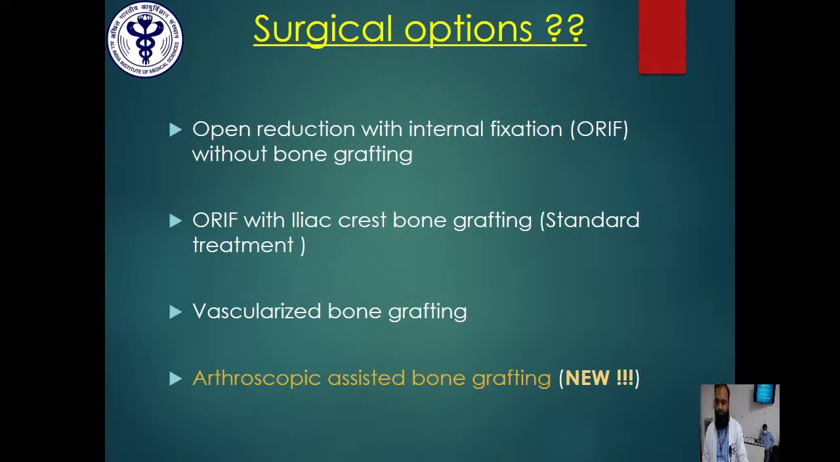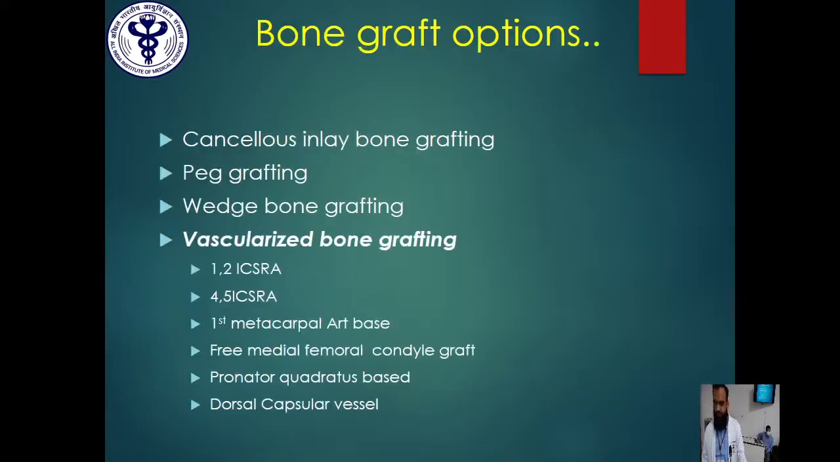The other option, which is the standard and most common treatment, is where we used to take the graft from the iliac crest, open the wrist, apply the graft at the fracture site and fix it with the screw. The other form is vascularized bone grafting, and the newer one is arthroscopic assisted bone grafting. We can take a cancellous graft, packed graft, wedge bone graft, or vascularized graft. It depends upon which small vessel we are taking, whether it's the 1-2 SSRA; all are small vessels around the wrist which can be utilized.